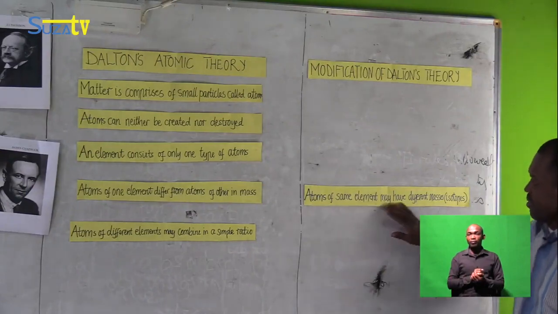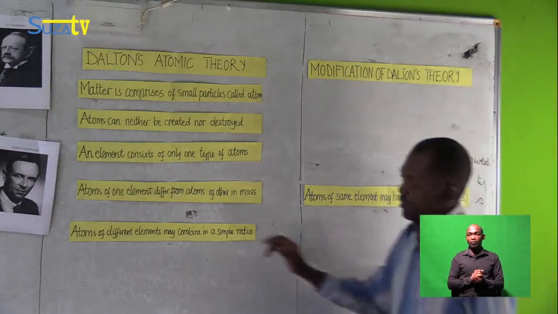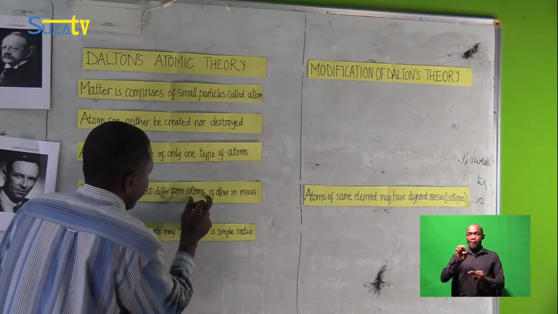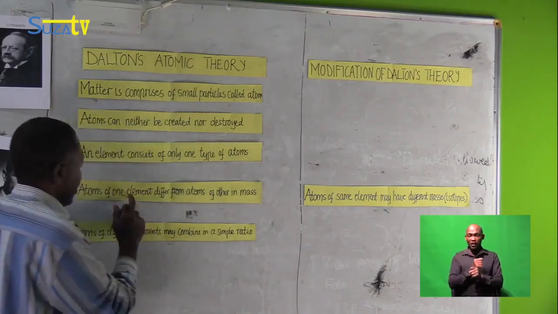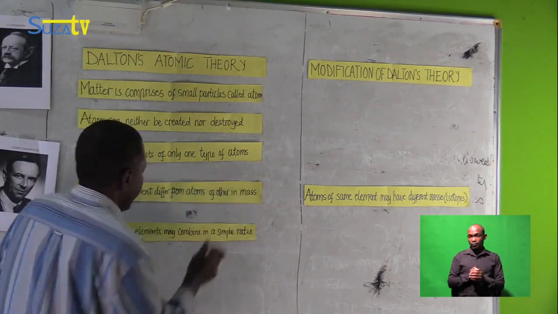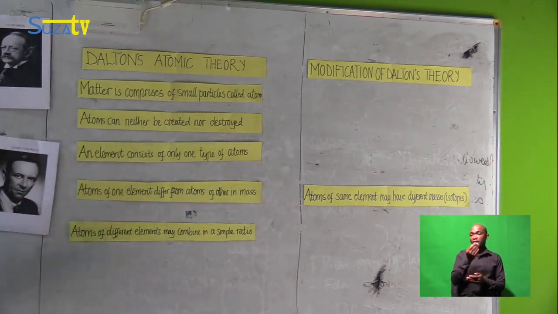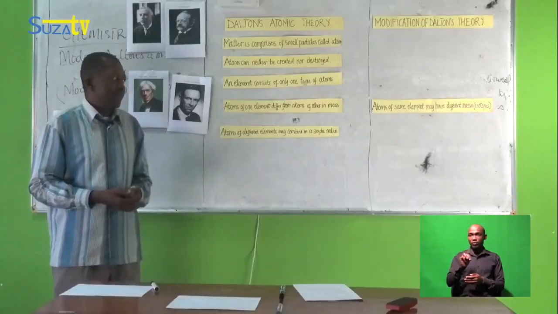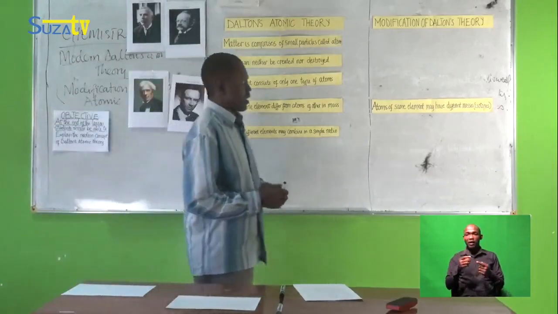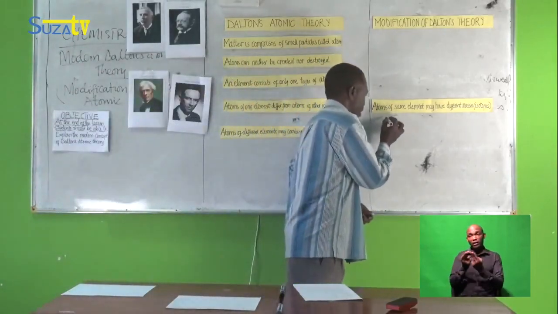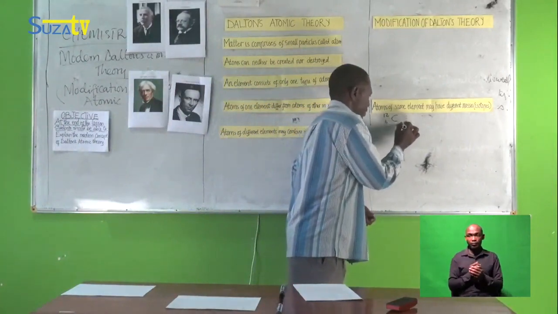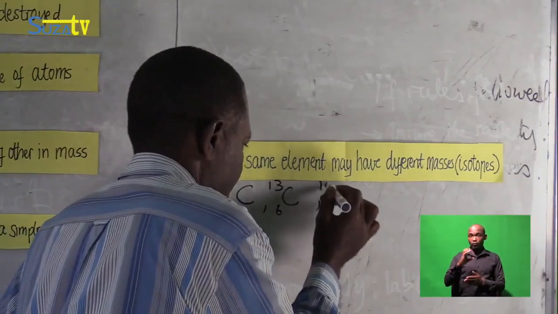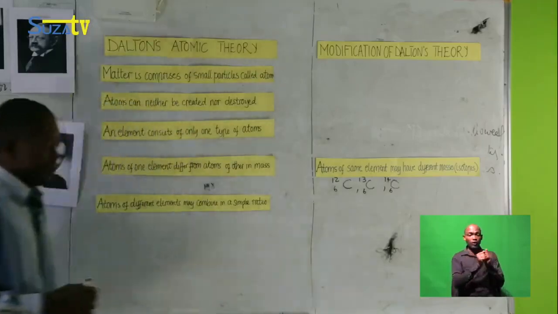Atoms of the same element may have different masses. Atoms of one element differ from atoms of another element in mass. But in the case of the same element, maybe their atoms differ in masses, which is isotopes. For example, an isotope of carbon may have mass 12, another carbon may have mass 13, and another carbon may have mass 14. So that is the meaning, just an example.